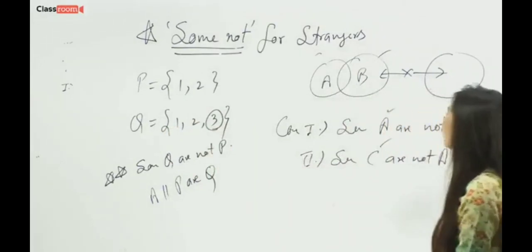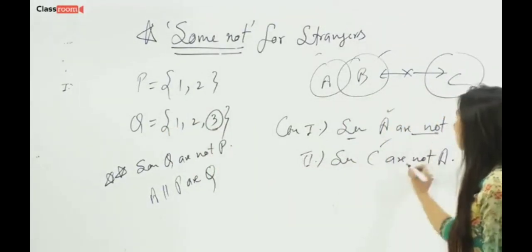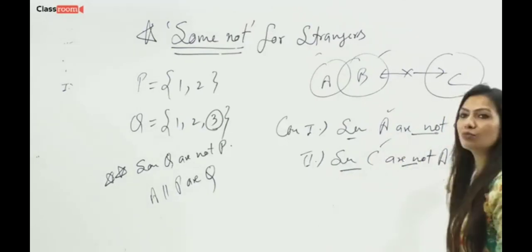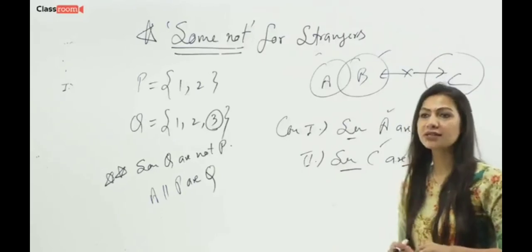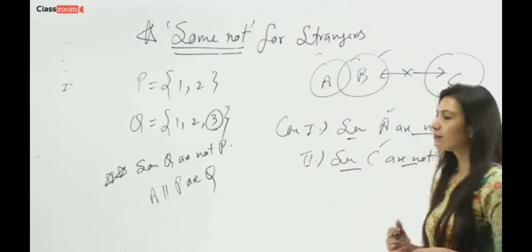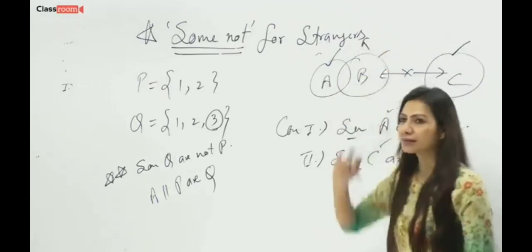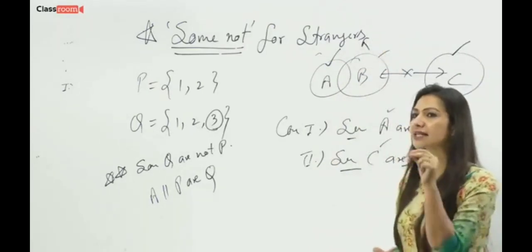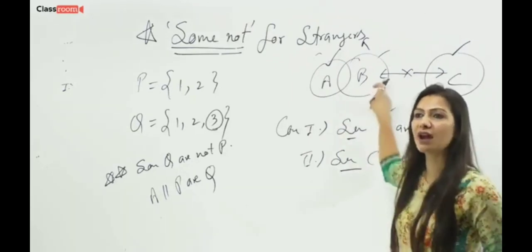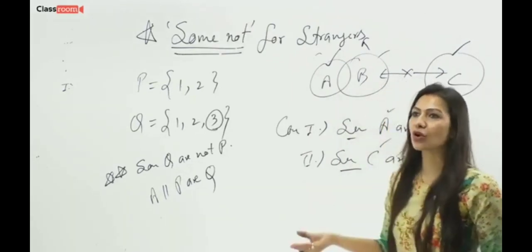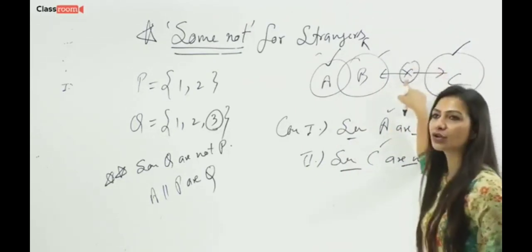Okay, so how will I check? First of all, I will notice this is a condition of some not for A and C in both the conclusions. Now I will check whether A and C are known circles or A and C are strangers. I notice that A and C are strangers. Quite okay. But even if A and C are strangers, I will check only if there is a cross existing in my Venn diagram, because without a cross, some not cannot be concluded. I notice, yes, here is a mediator cross existing.